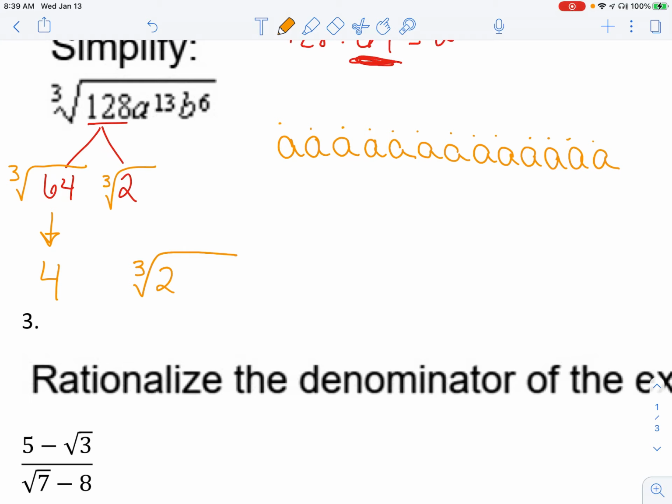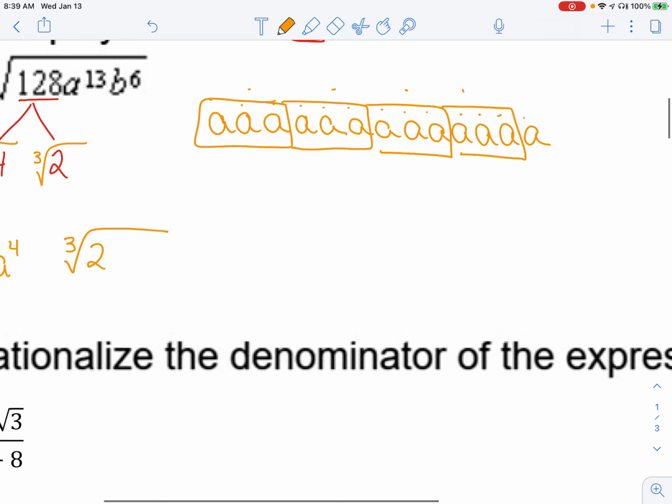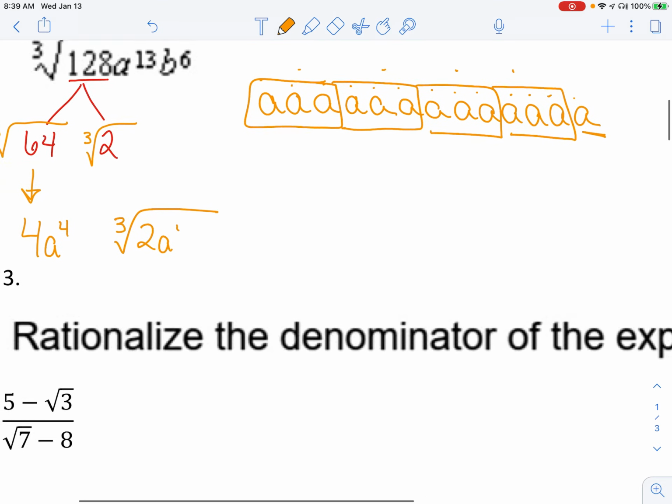Okay, so I have 13 of them, right? I can pull out groups of 3. Okay, so I got 1, 2, 3, 4 groups that I can pull out. So I can do a to the 4th because the 4 represents 4 groups of 3, but I still have 1 left over. So here's my 1 left over. You don't need to write the 1 on that.